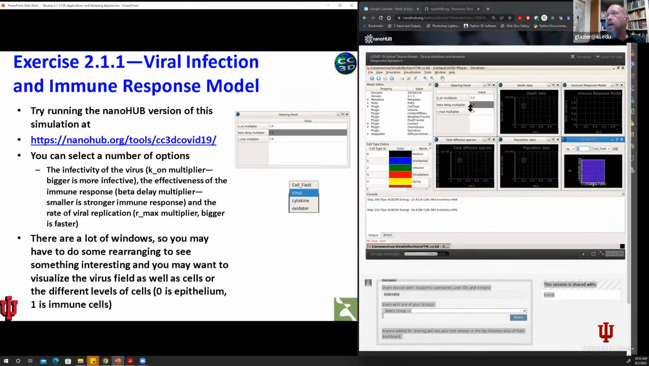Okay, so I'd like people to go to the NanoHub CC3D COVID-19 tool. I'll put this in the chat, and see if people can get started on that.